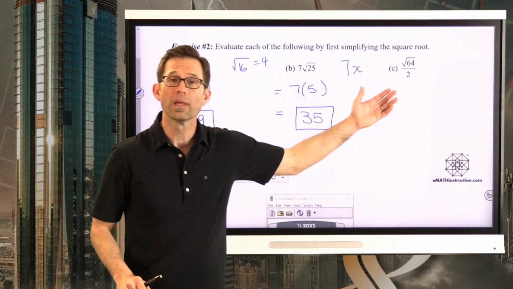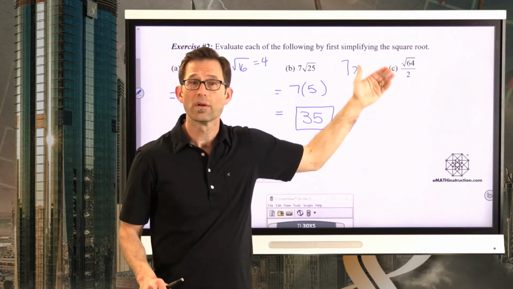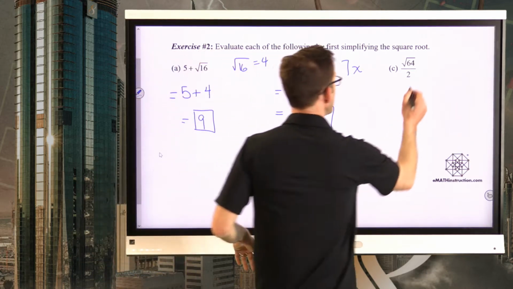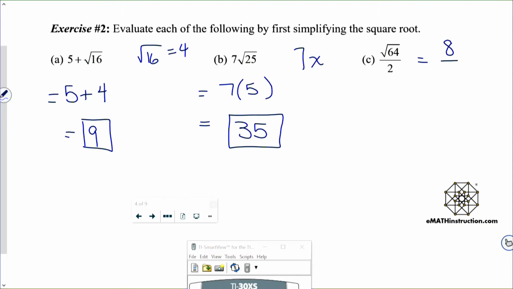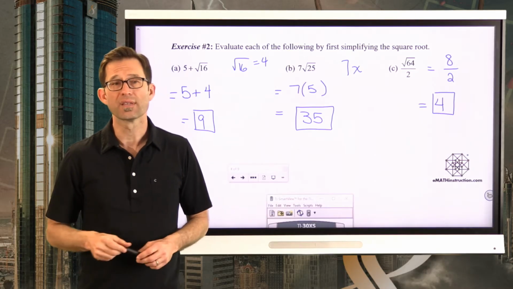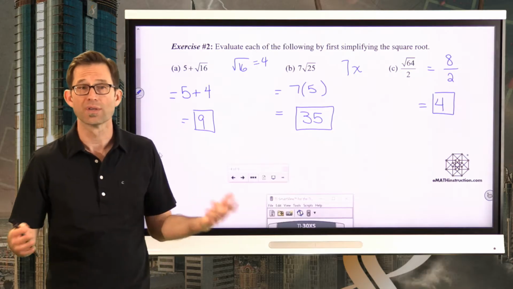Now, this one is probably a little bit more obvious than this one. This literally is the square root of 64 divided by 2. In which case, the square root of 64 is 8. And 8 divided by 2 is equal to 4. And again, that's it. What I'm trying to get at in this exercise, though, is that the value of the square root is just a number.